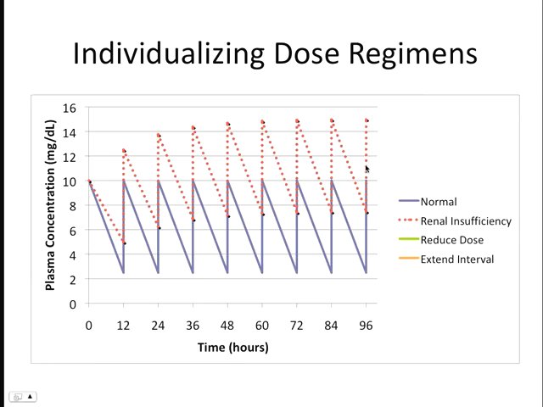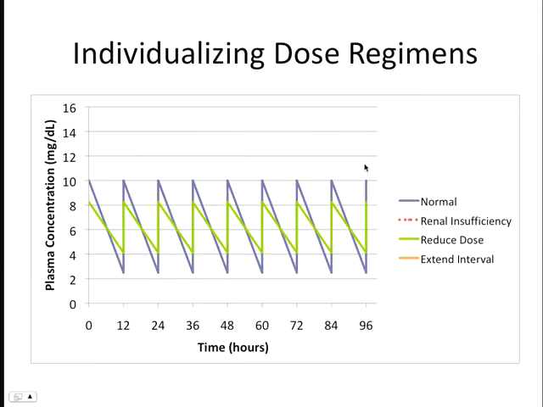Here's our new steady state with our peak and our trough both elevated compared to the peak and the trough of a patient with normal renal function. So this would be in that patient with renal insufficiency. And for the most part, we don't want this to happen. So what we would like to do is try to develop a dosing regimen that gets us closer to what normal looks like. So the two ways we really talked about is reducing the dose.